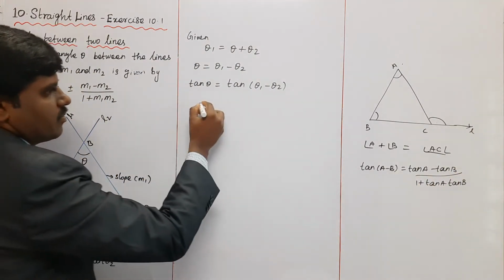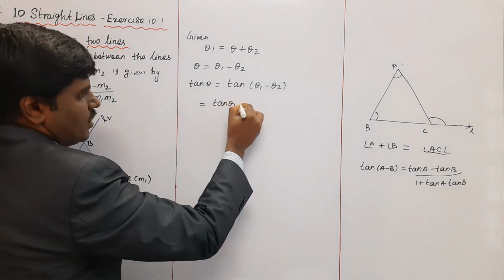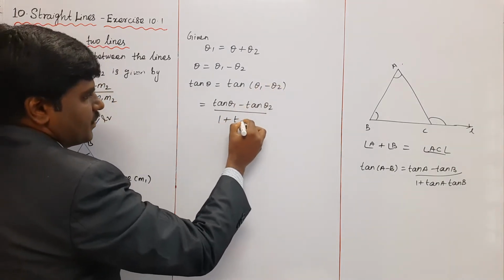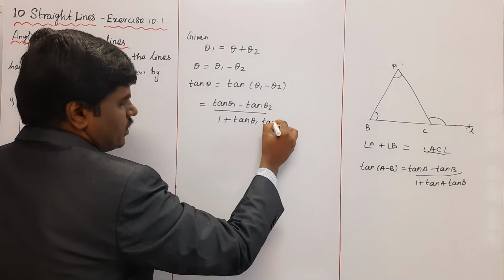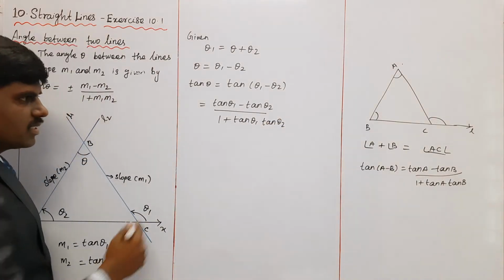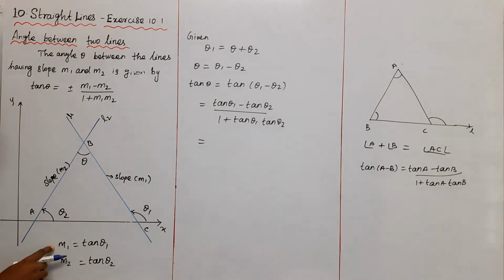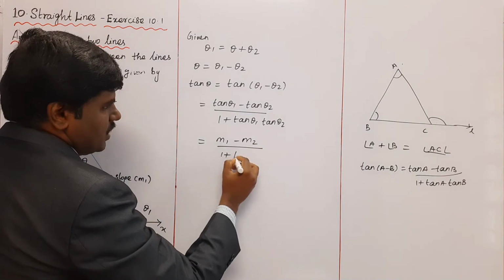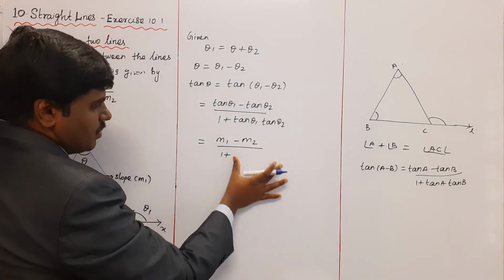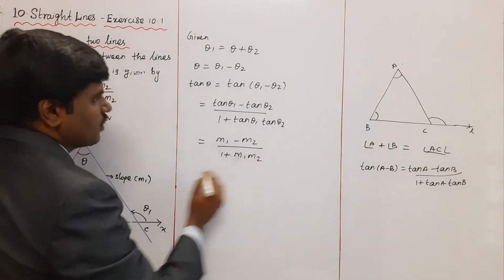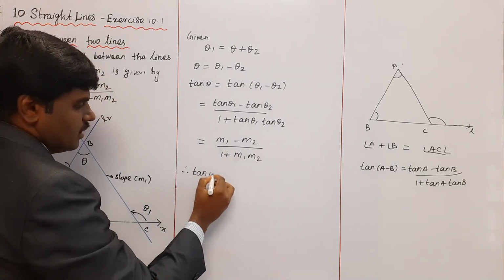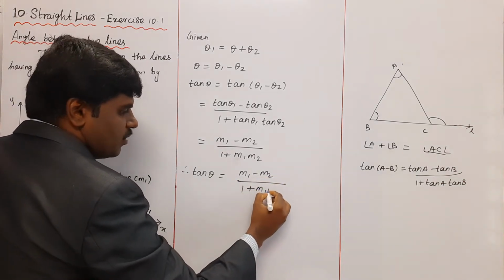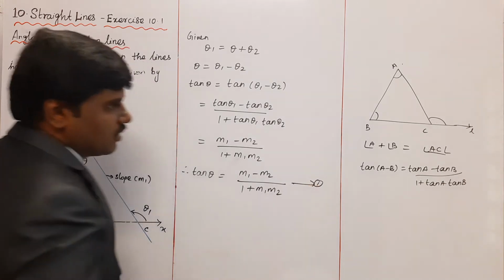So I get tan theta 1 minus tan theta 2, with A minus B, divided by 1 plus tan theta 1 into tan theta 2. Here tan theta 1 is equal to m1 and tan theta 2 is equal to m2, so we get (m1 minus m2) divided by (1 plus m1 m2). The conclusion: tan theta is equal to (m1 minus m2) divided by (1 plus m1 m2). That's equation 1.